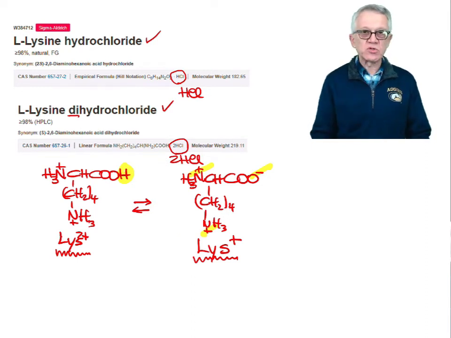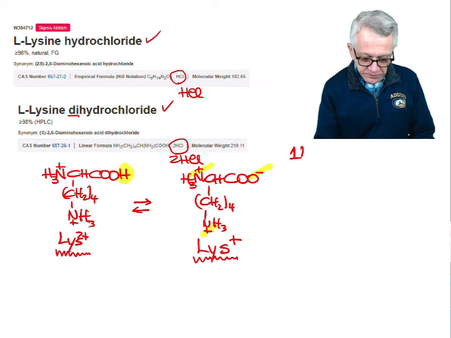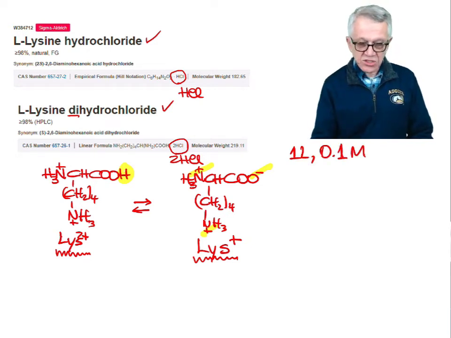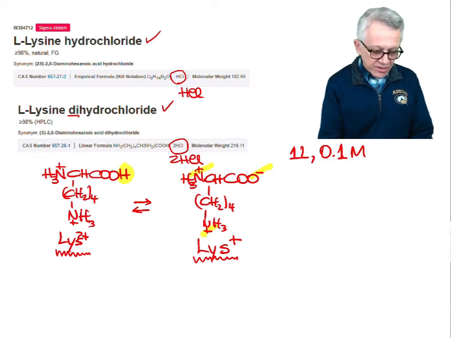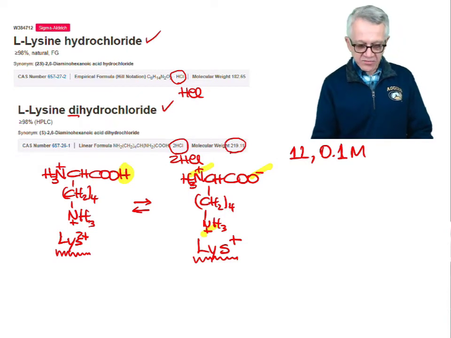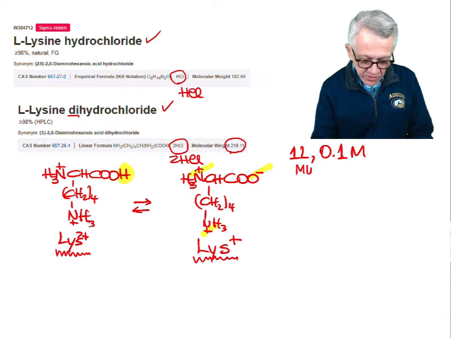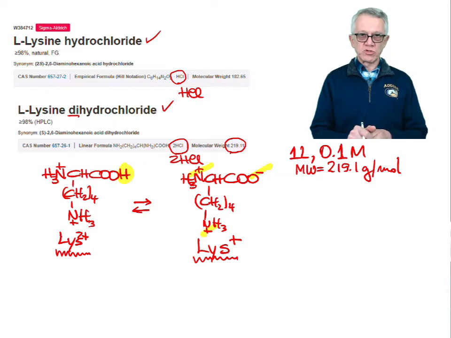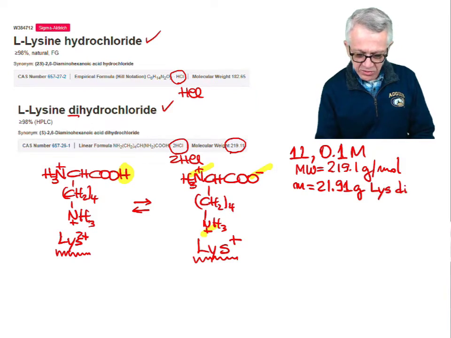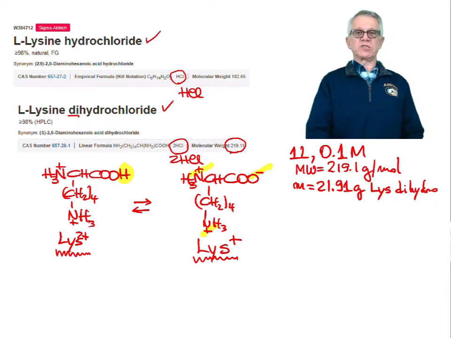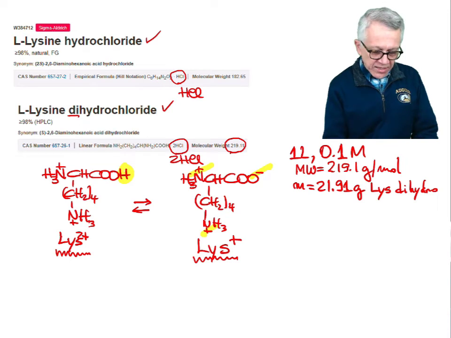So they have this problem, and they said, what do you want to do? Well, we want to make 1 liter of a 0.1 molar solution of lysine hydrochloride. And I said, okay, let's do that. We didn't have lysine hydrochloride, we have lysine dihydrochloride. We get the molecular weight, which would be given in a problem, for example. The molecular weight for this is 219.1 grams per mole. They want to make a 0.1 molar solution in 1 liter, so the number of moles is going to be 0.1. So the amount of mass they are going to need is 21.91 grams of lysine dihydrochloride.